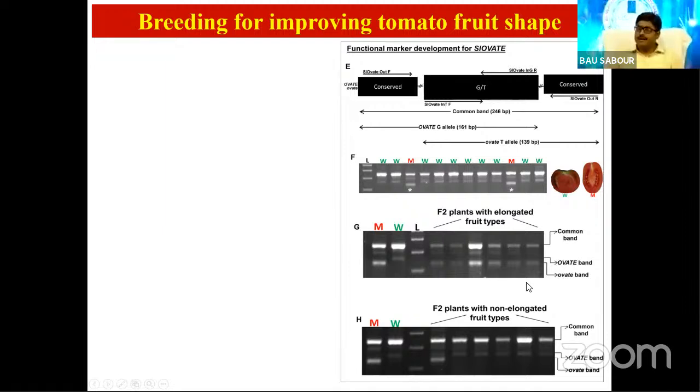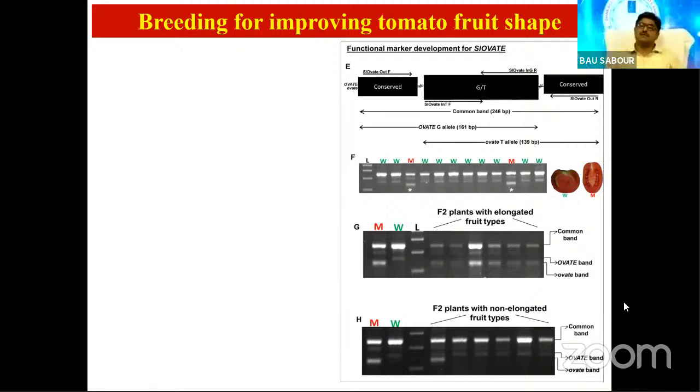So from the DNA profile of the seedling, you can predict that this line is going to bear an elongated fruit type. So if you are focusing on developing processing quality tomatoes, you can genotype your segregating materials. You can find out the mutant allele specific banding pattern, and you can promote only those plants in the field condition that will reduce your labor cost, your time and resources, and will give you precision in selection.